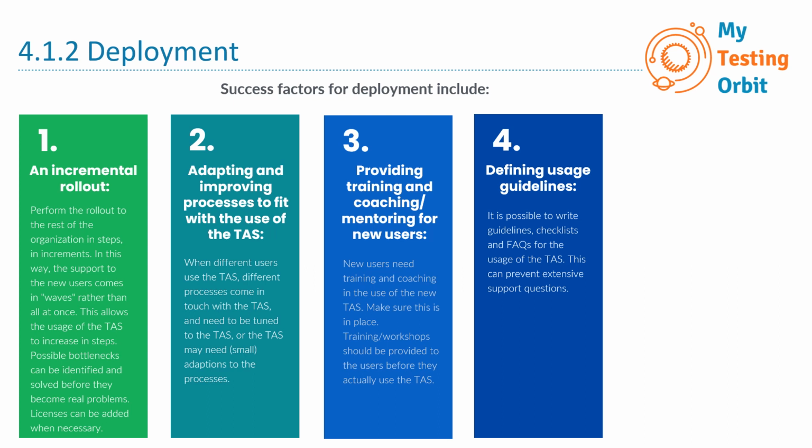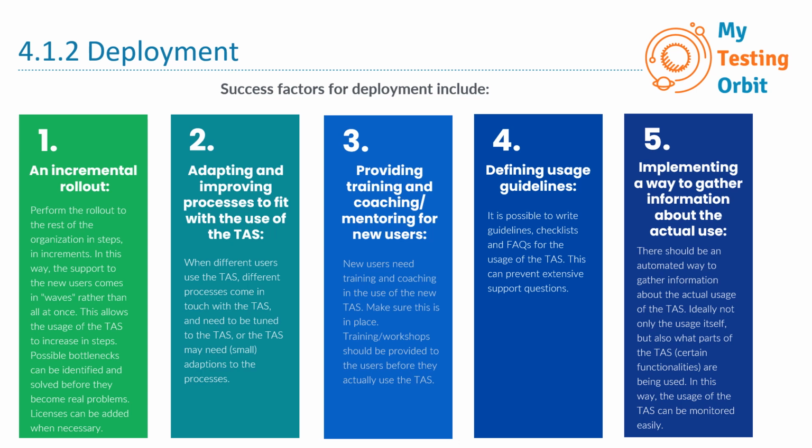Number four, defining usage guidelines. This one emphasizes the importance of creating clear and comprehensive documents such as guidelines, checklists, and FAQs, etc., that provide users with guidance on how to use the TAS effectively. These resources are valuable for preventing a large number of support inquiries and also for promoting self-help among users by offering readily available answers to common questions and issues.